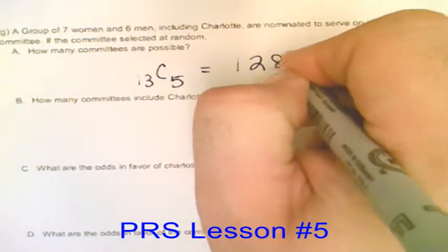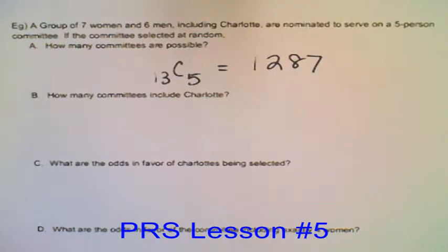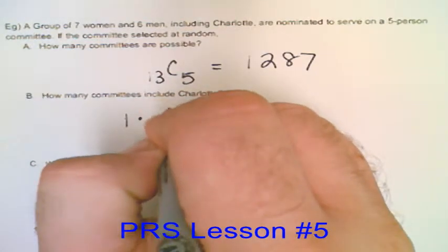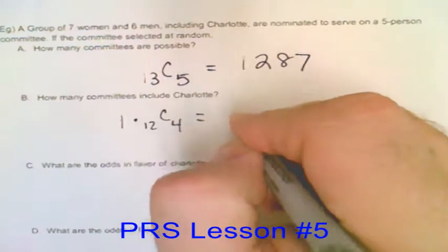Well, there are 13 people, and I'm selecting or choosing 5. So I'm looking at how many committees are possible. It's 13 choose 5. So 13 choose 5 is 1,287. Okay, so there are 1,287 committees in total.